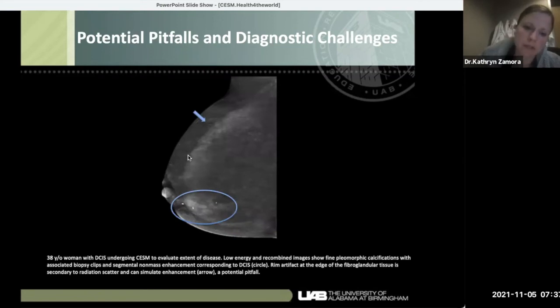But you can also see she has this rim artifact around the rest of her breast, which is pronounced in this particular image. And you can see that sometimes that could potentially obscure or limit evaluation for subtle enhancement. This is related to scatter, and we'll talk about that in our artifact section in a minute.